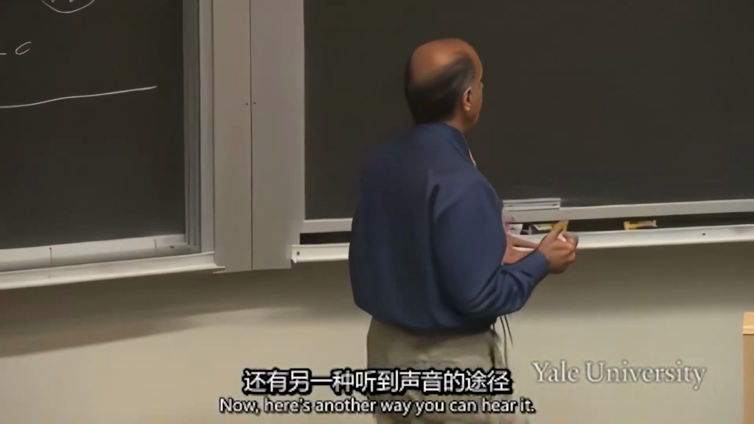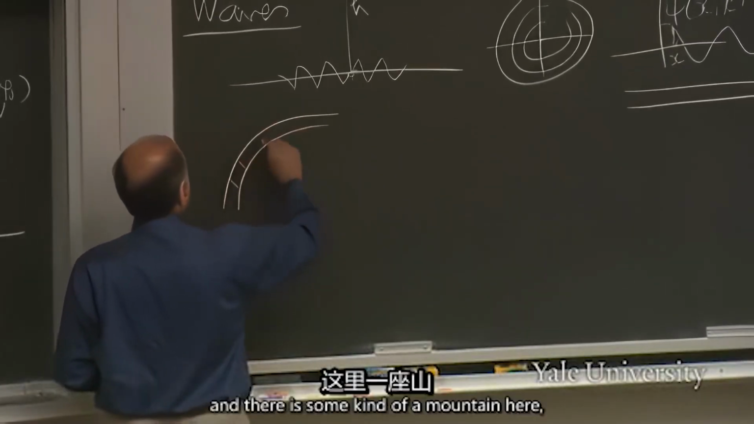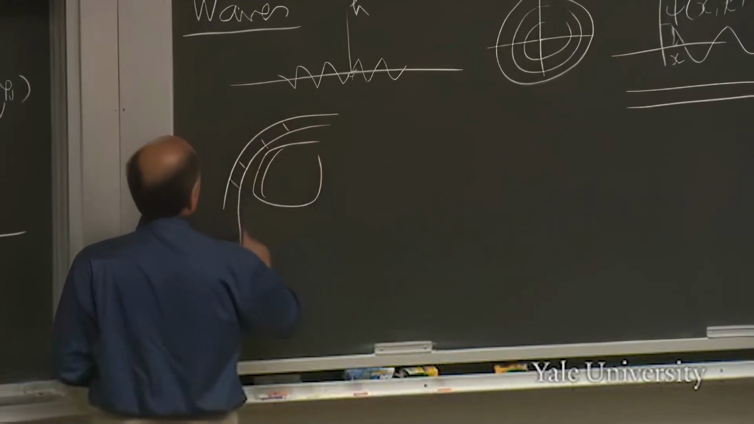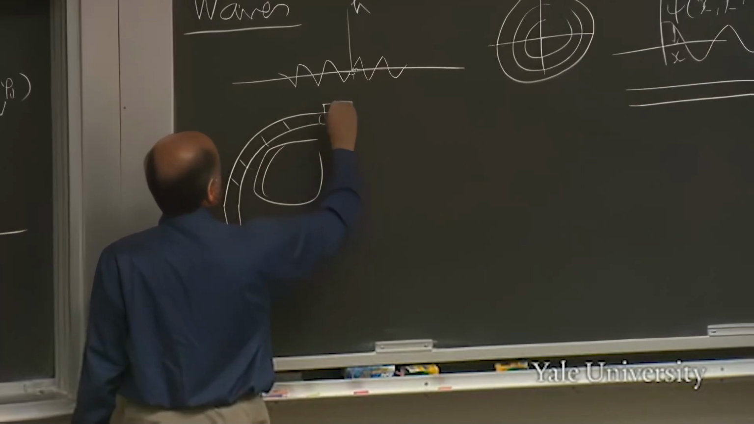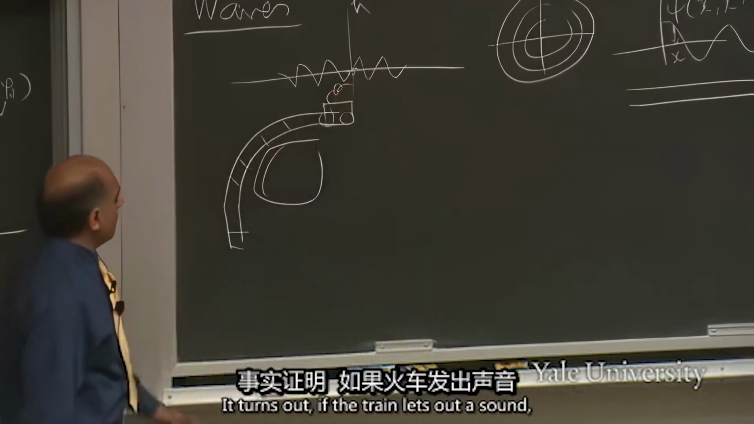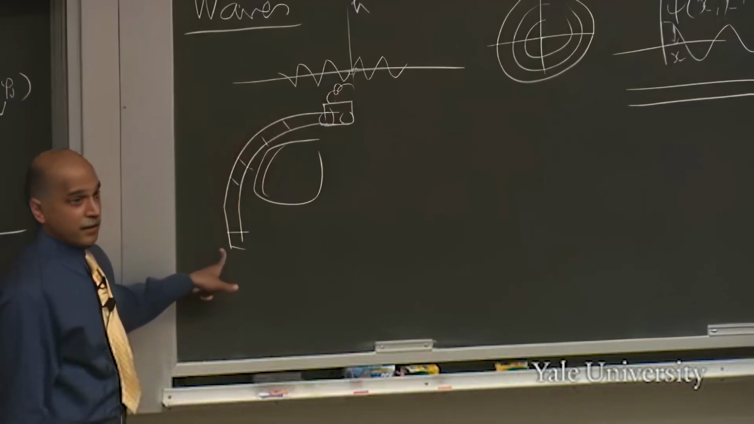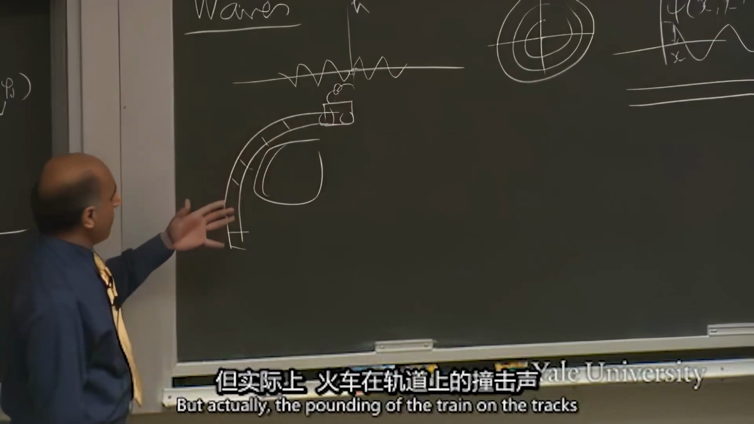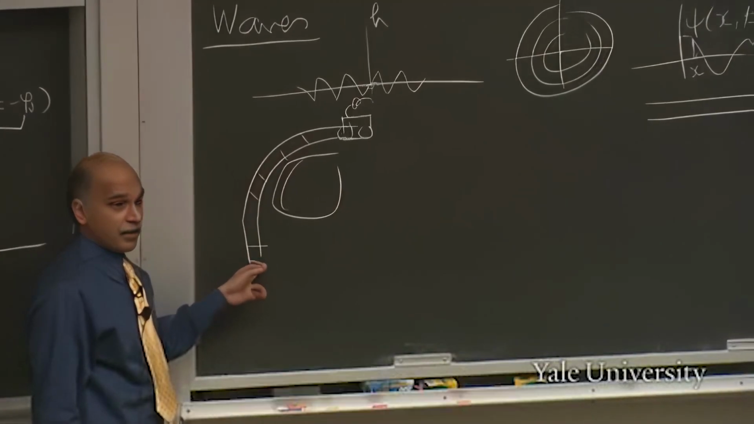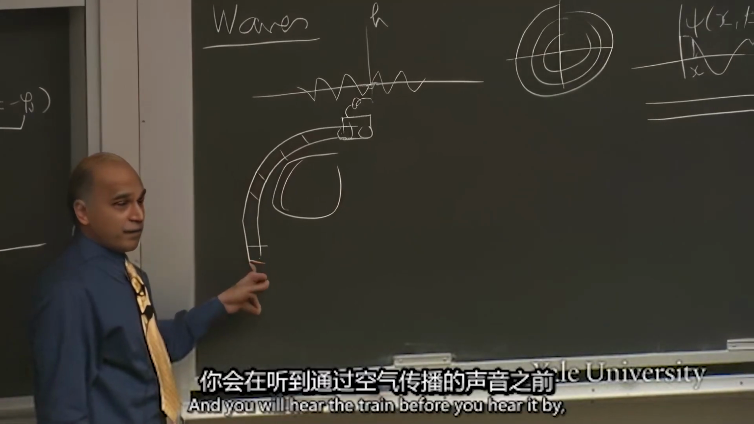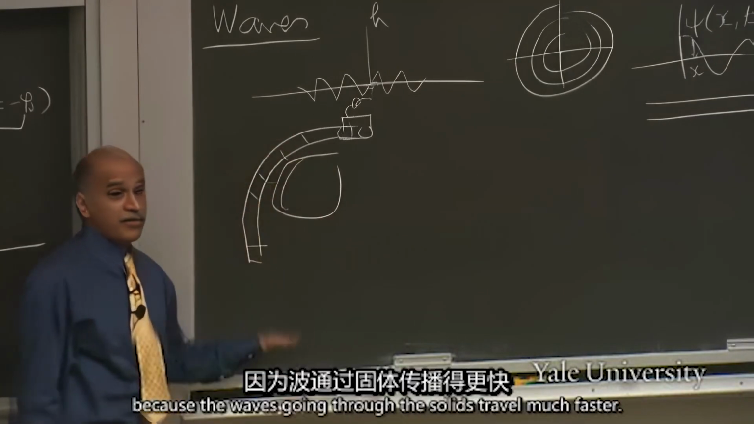Or here's another way you can hear it. For example, here's the standard example. Here's a railway track, and there is some kind of a mountain here, and you're over here, and the train is coming here. It turns out, if the train lets out a sound, the sound will travel around the bend and you will hear it. But actually the pounding of the train on the tracks will set up shock waves in the track that you can hear by putting your ear to the track. And you will hear the train before you hear it through the sound coming through the air, because the waves going through the solid travel much faster.